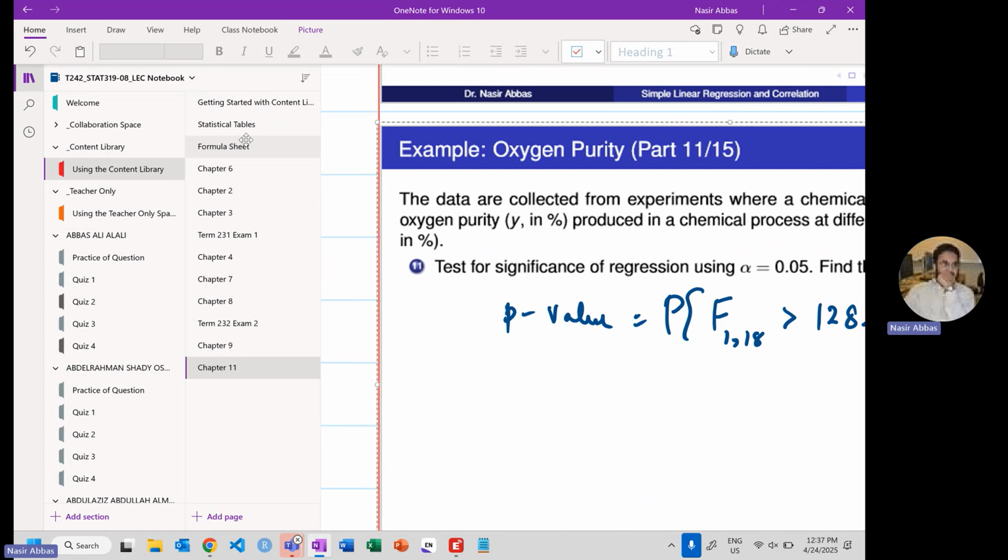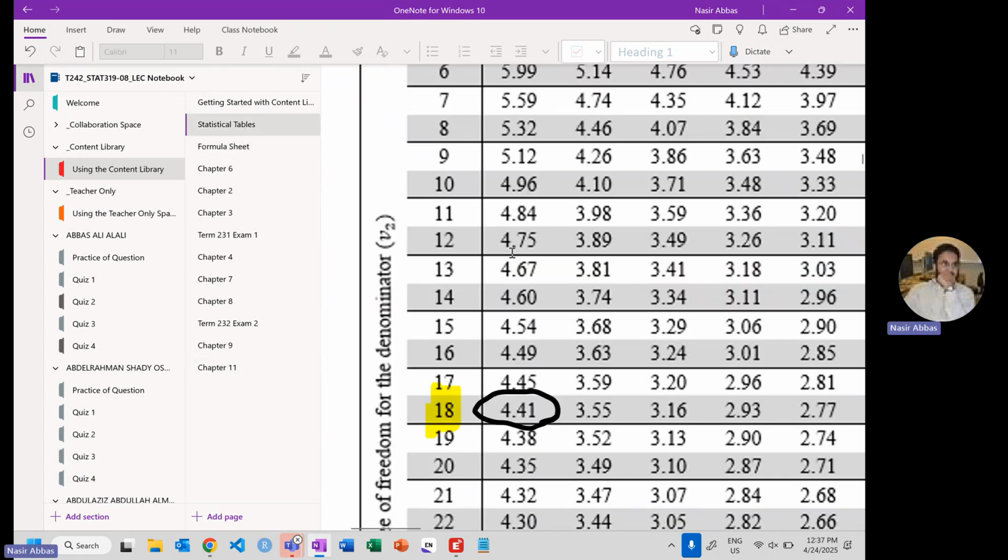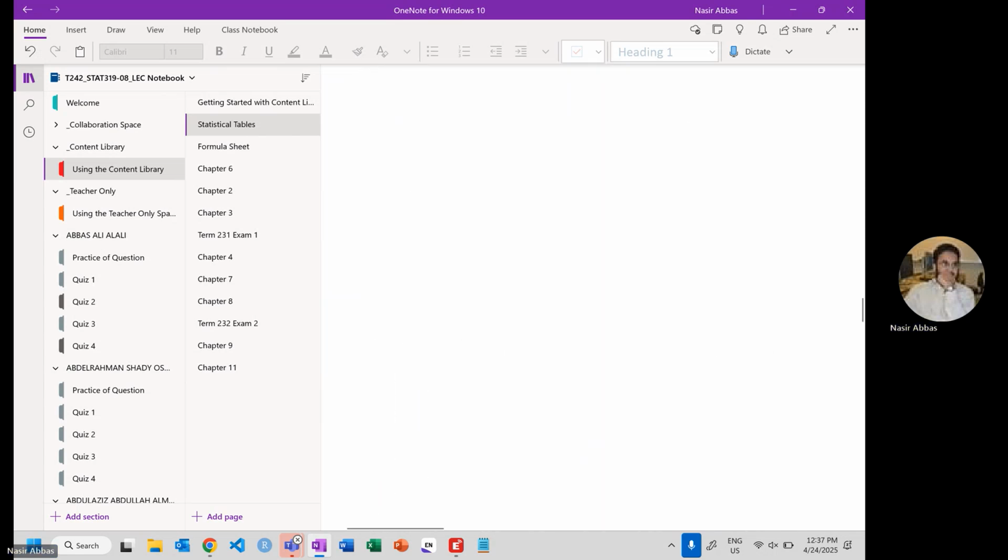Again, 128 point something, you will never find the exact value. Like the T table, you will never find the exact value. So the P value will always be in terms of an interval. How to get this interval? Let me show you. Go to the F table.